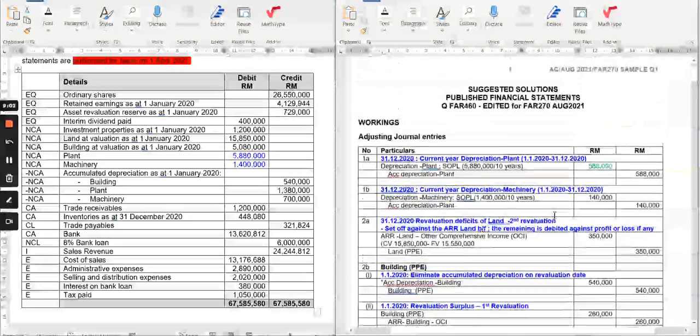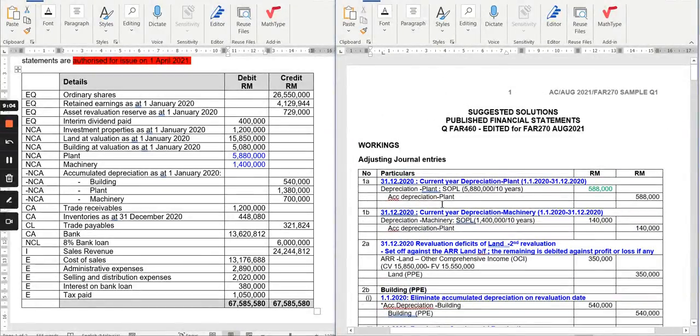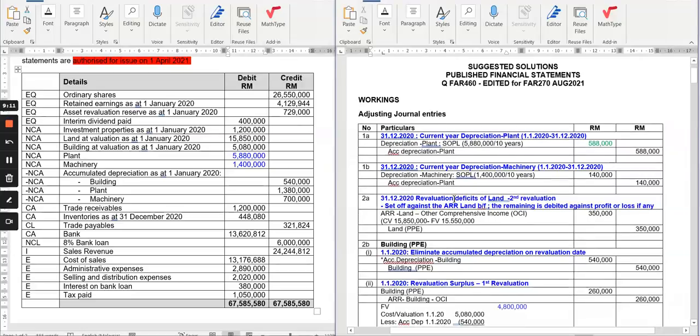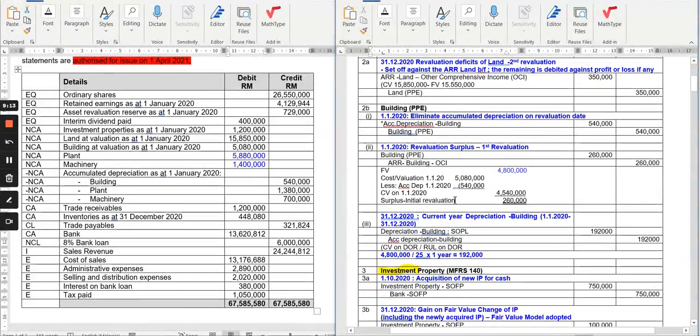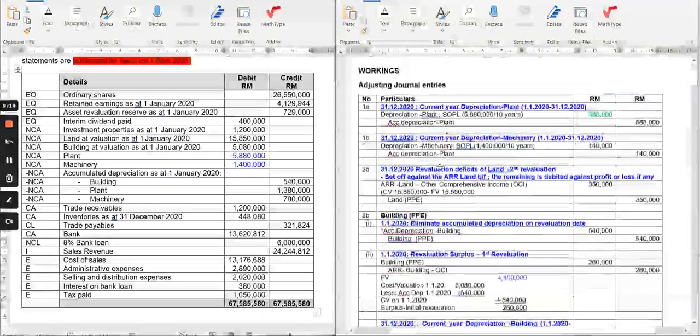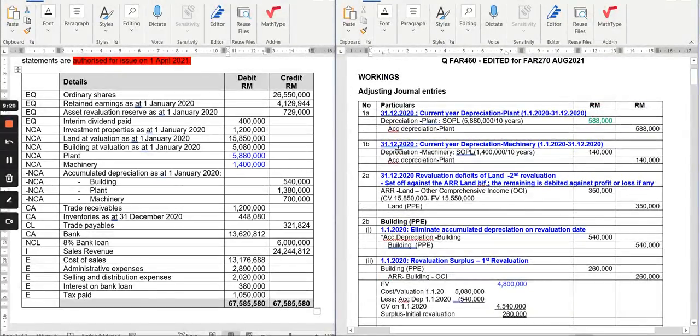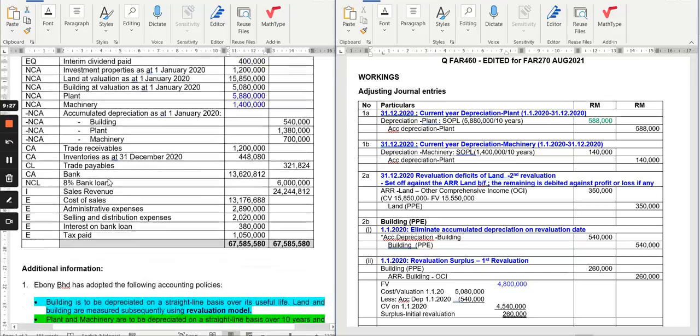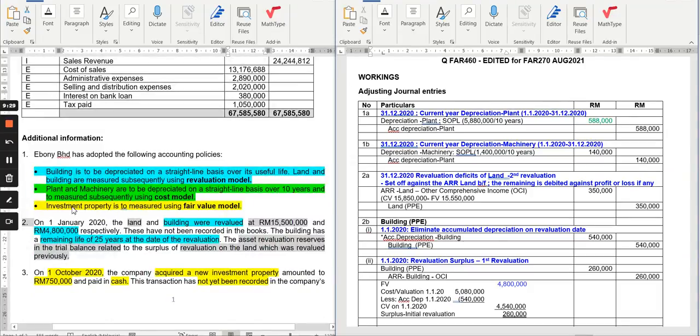If you want to do the journal entry, I would say don't do it in the final exam, but just proceed with the workings. This is just for revision purposes. If you were to do it quickly, you would be skipping the adjusting journal entries 1A and 1B. You can straight away do the workings. Next one is done with that.